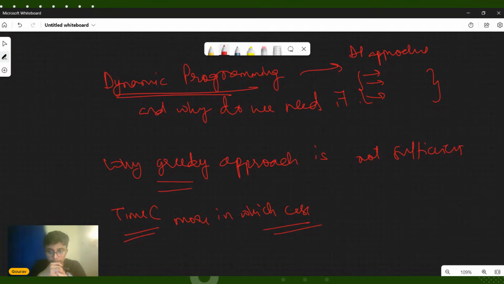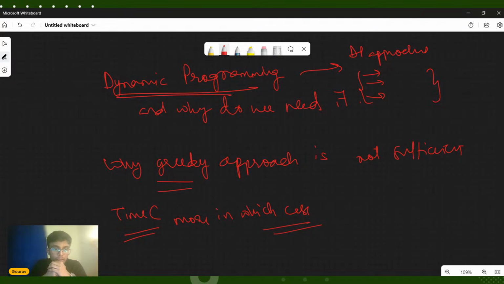Okay, yeah, we check all possible ways. Checking all possible ways is basically not a greedy method. It is a brute force method. But checking all possible ways is a costly operation, and you don't want that. So instead, you apply the concept of dynamic programming when you have to check all possible cases.